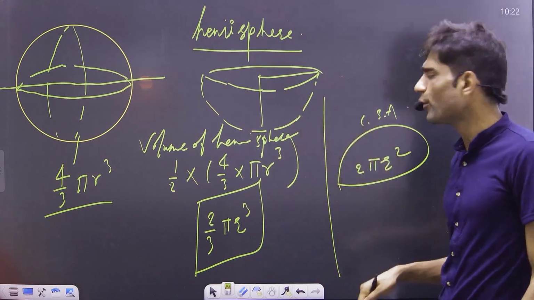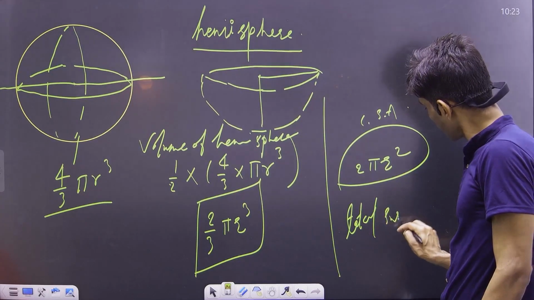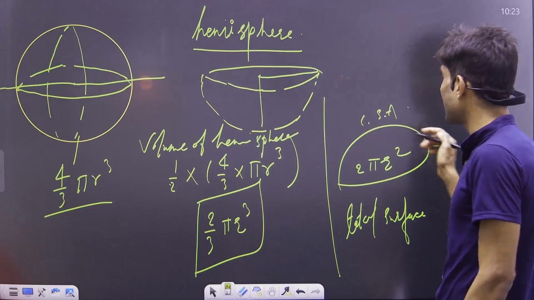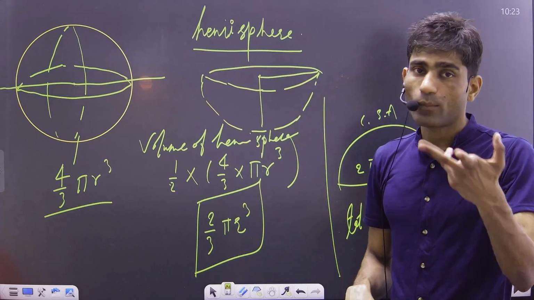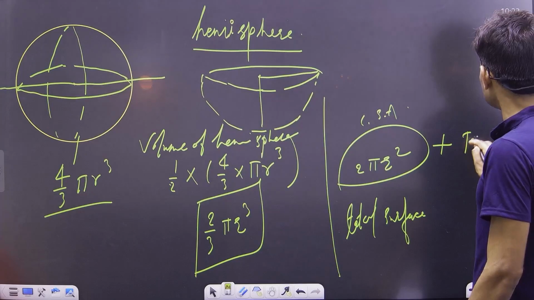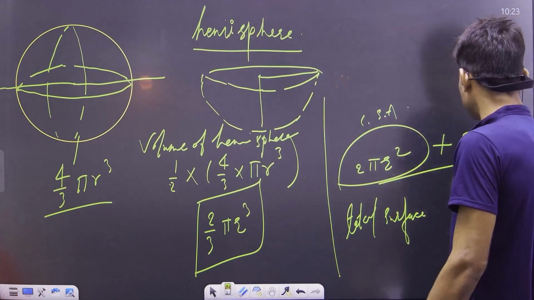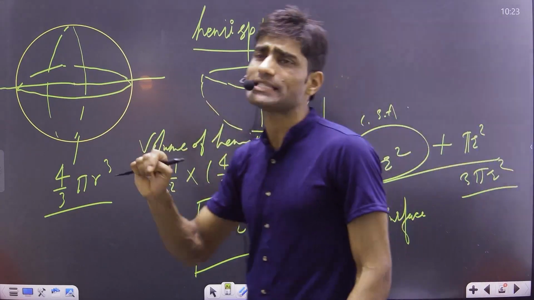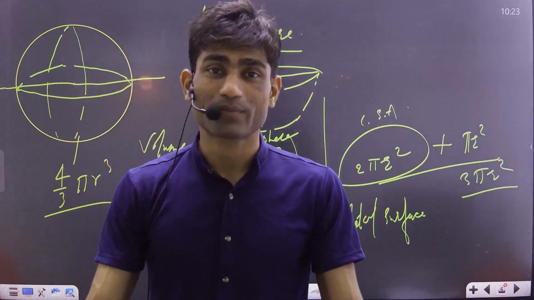And what about total surface area? Total surface area means curved surface area, lateral surface area, plus area of a top plus area of a bottom. Bottom does not have anything, so area of a top is pi r square, which is a circle. That means 2 pi r square plus pi r square, which is 3 pi r square, the total surface area for our hemisphere. That's it for this solid figure.